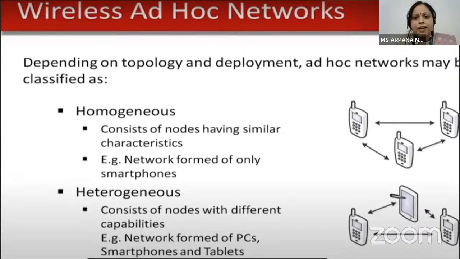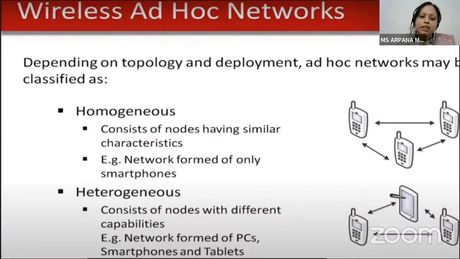Depending on topology and deployment, ad hoc networks are classified as homogeneous and heterogeneous. Homogeneous networks consist of nodes having similar characteristics, that is, a network formed of only smartphones. In the topmost diagram, you can see a network in which only smartphones are the access points, so this is a homogeneous wireless network. In a homogeneous network, the same type of access point communicates with each other, maybe smartphones, tablets, or phones.